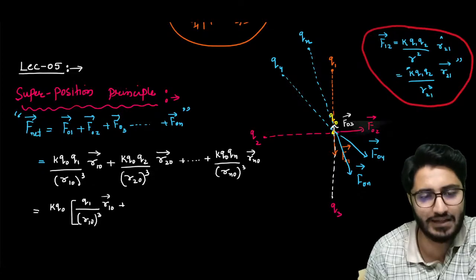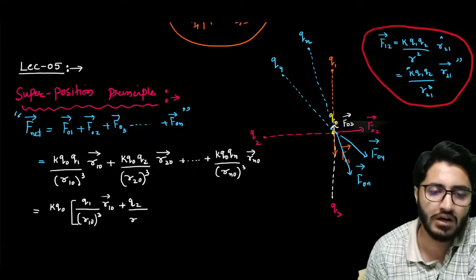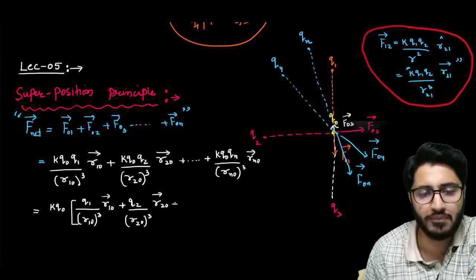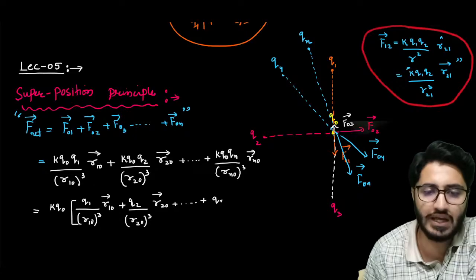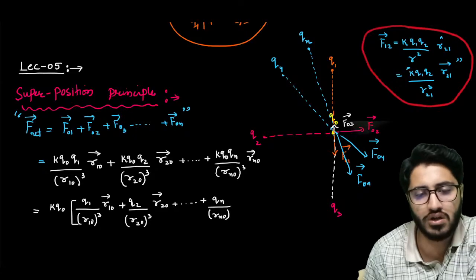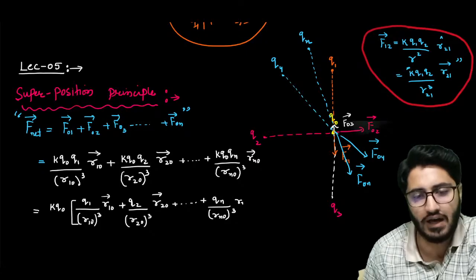plus I can write here Q2 whole divided by R20 cube, then we have R20 vector plus so on. Then what we have? We have Qn only, whole divided by Rn0 cube, then Rn0 vector.